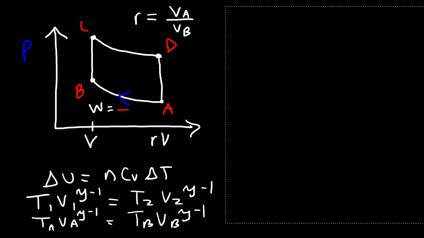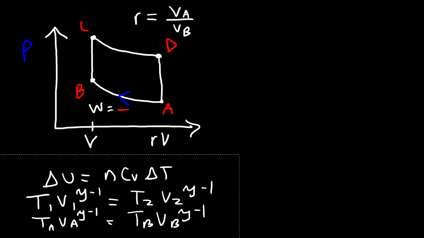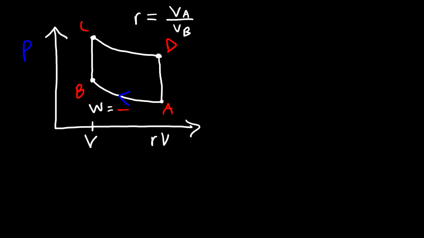Now there are some other things that you need to know before we move on to the next step. And that is the gamma ratio is Cp over Cv. It's the molar heat capacity at constant pressure divided by the molar heat capacity at constant volume.